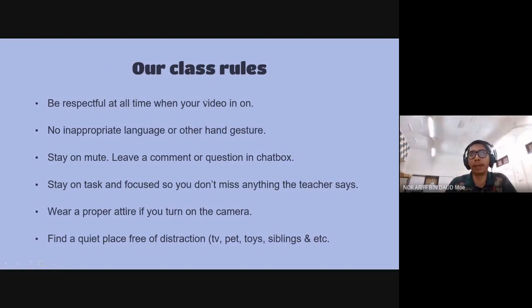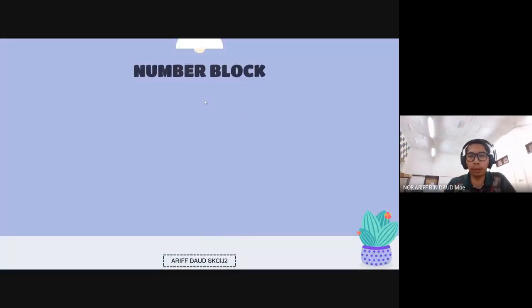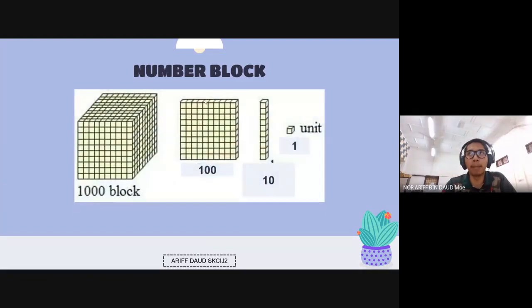Okay, now we want to learn about the quantity of the given number. Before this, you already learned about number blocks. For example, I have one number block here. This stands for 1000. The flat one stands for 100, the rod stands for 10, and the single one stands for 1 unit only.